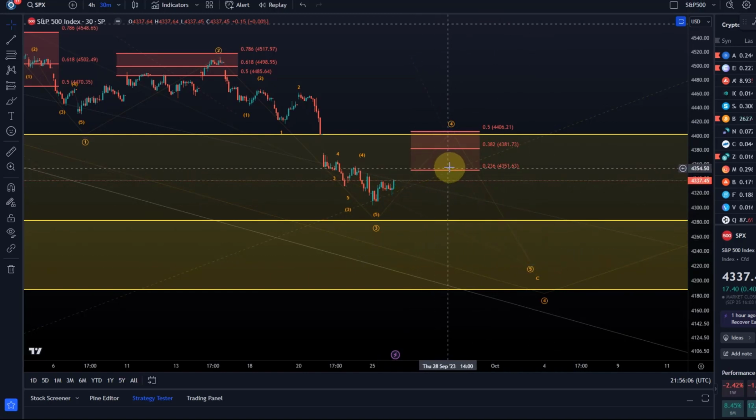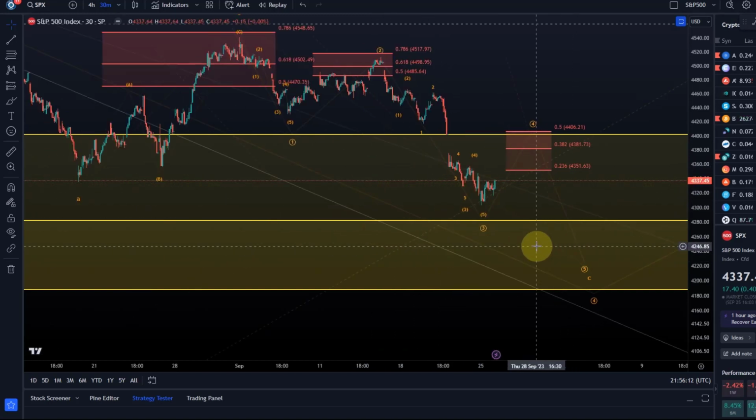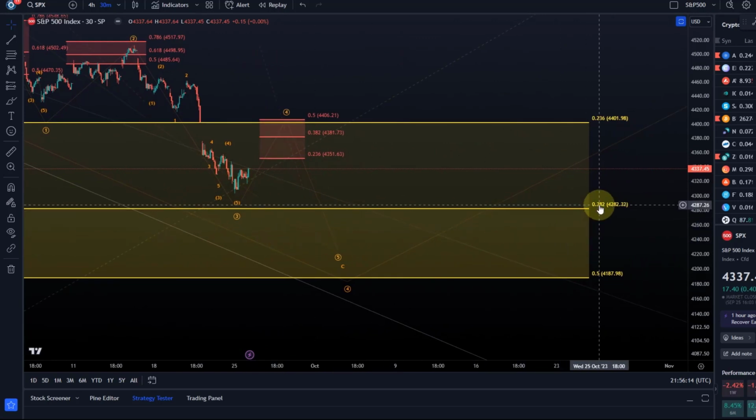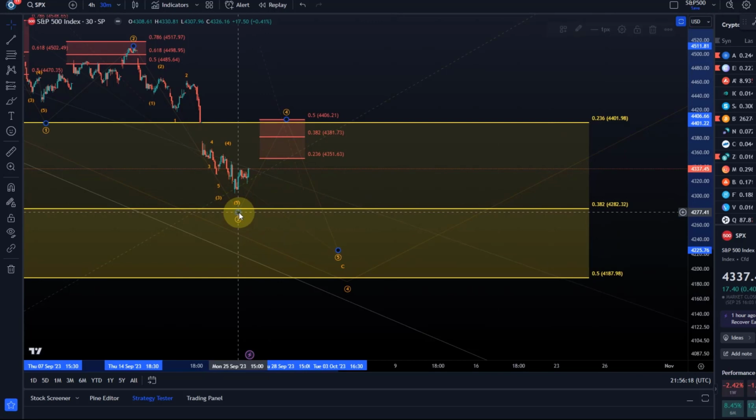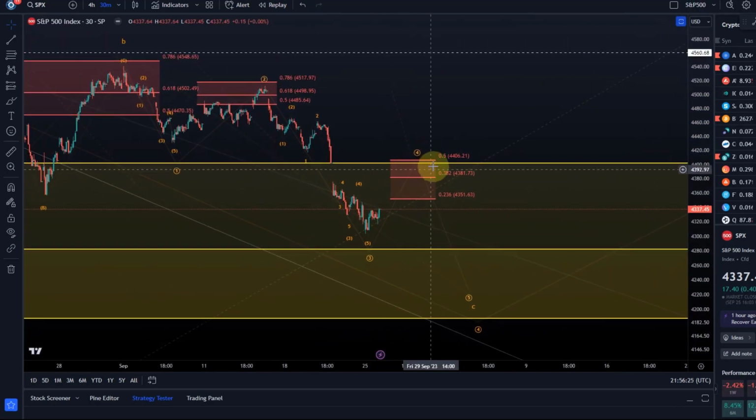What could happen if we don't even get to the 23.6 fib level and it breaks down and makes a low below Monday's low? Then the next support will be at $4,280. That would be another extension in the third wave, which is also still possible, but I think there's a good chance that we've now started circle wave 4.